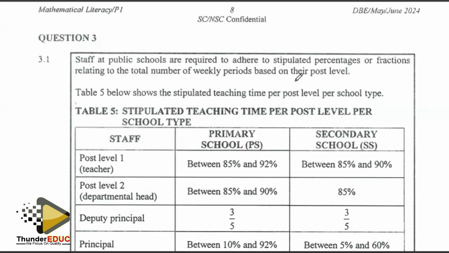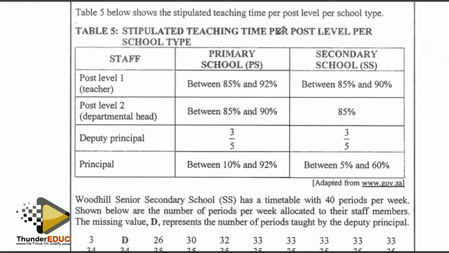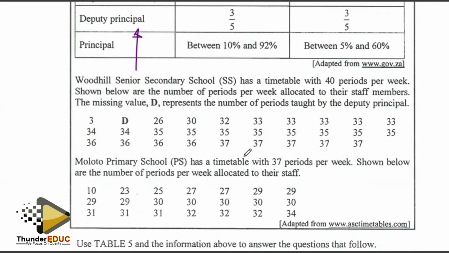Table 5 shows the stipulated teaching time, a post level, a school type. So the school type, we look at this. We have primary and we have secondary. So the percentages are here. These are the posts or positions, what we call the ranks. You look at the table and you find out what's happening.